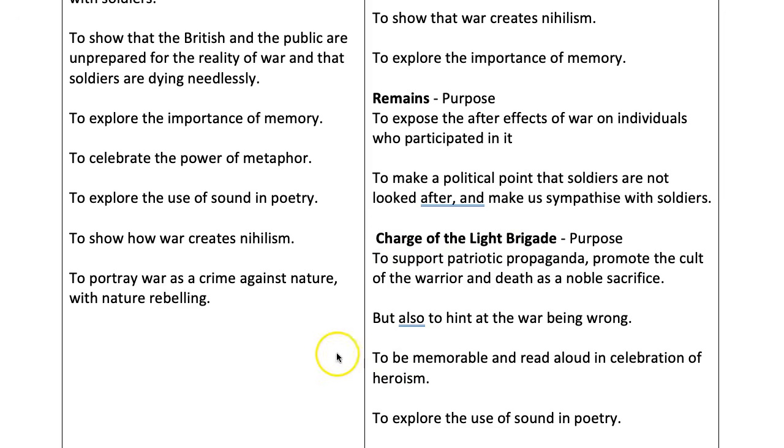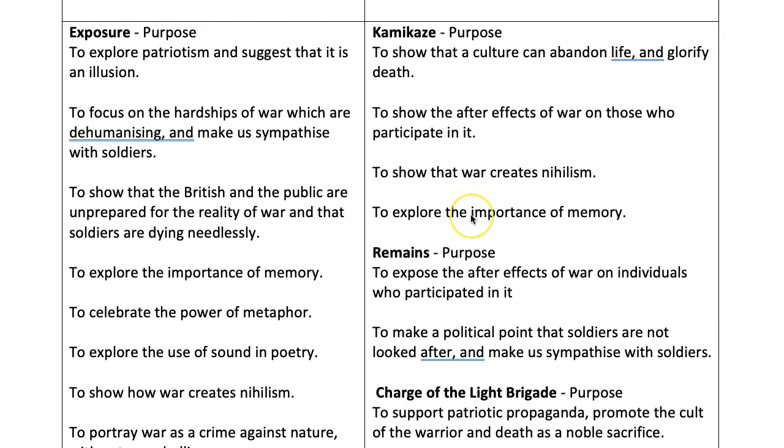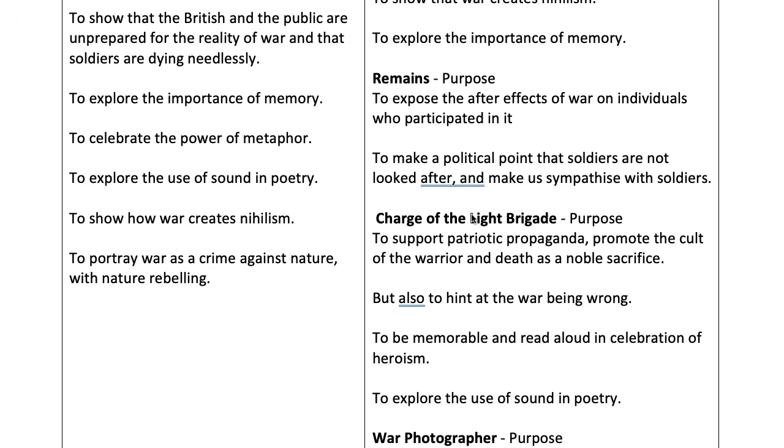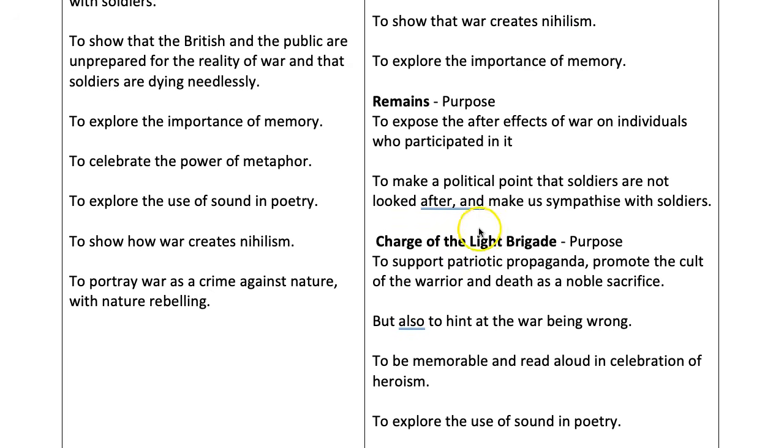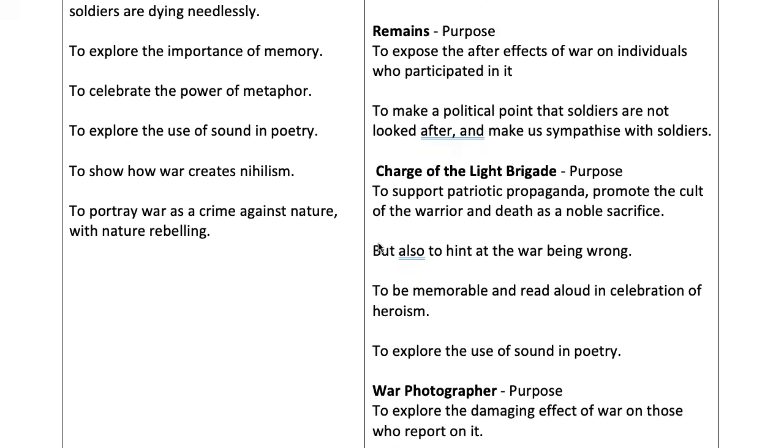top comparison to use. And remember, tactically, I want to revise the ones that are written before 1918. So even though I preferred my first comparison to Kamikaze, I'm actually going to find that being able to write about structure and form is going to be easier writing about Charge of the Light Brigade. So this is going to be my go-to comparison.